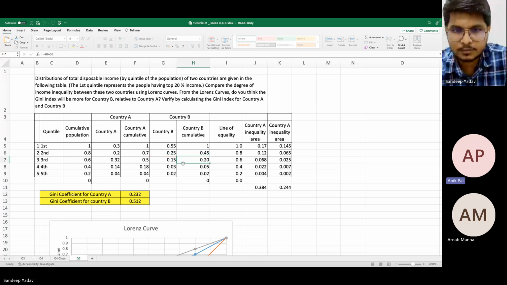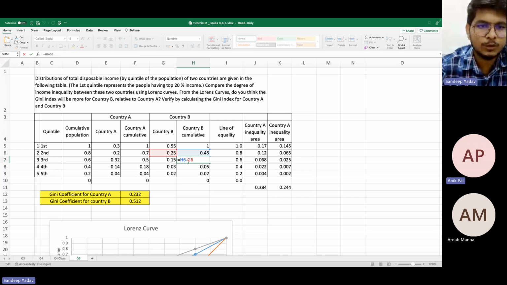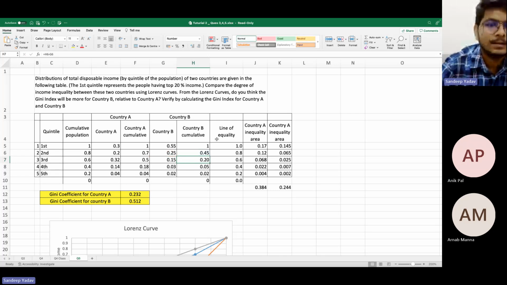So 0.30, I think. 0.25. Oh, sorry. Yeah, 1 minus 0.30 is 0.55, will be 0.45. Now 0.45 minus 0.25 will be minus 0.5. I'm just considering it diagonal-wise. Okay, 0.5. Yeah, so it will be like this only.